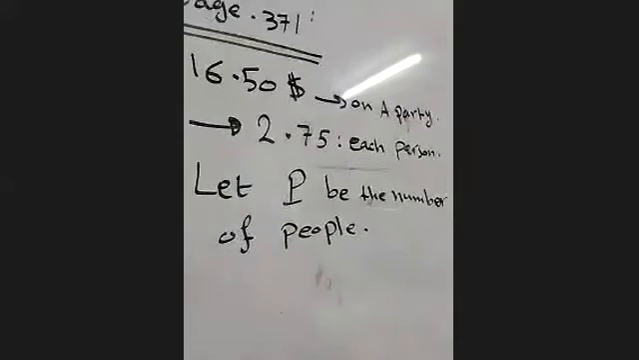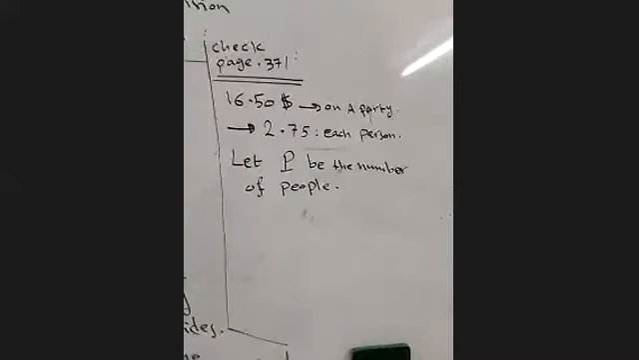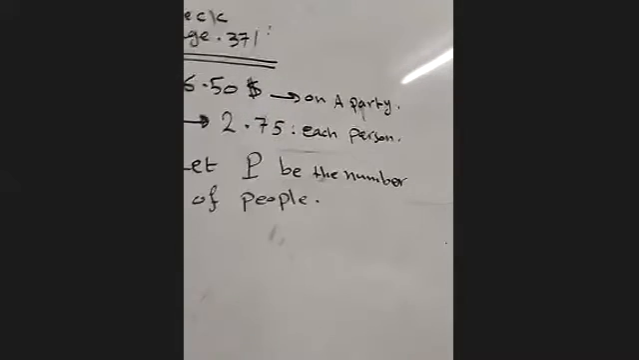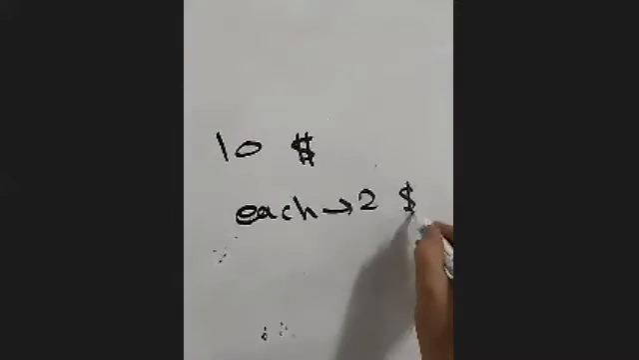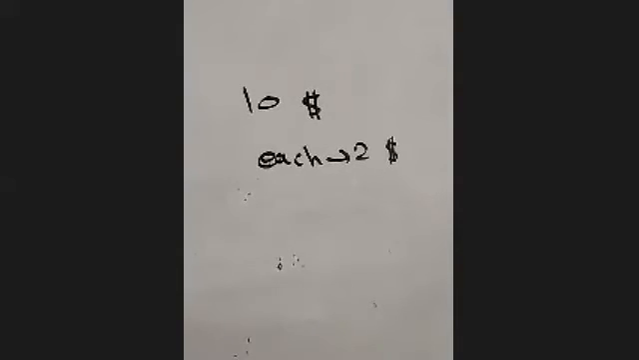Good. Let's take another easier example, easier question, sorry. For example, if you have $10, okay? You have $10 and you want to give your friends, each one, $2. Good? So you have $10 in total and you want to give your friends, each one, $2. Got it?